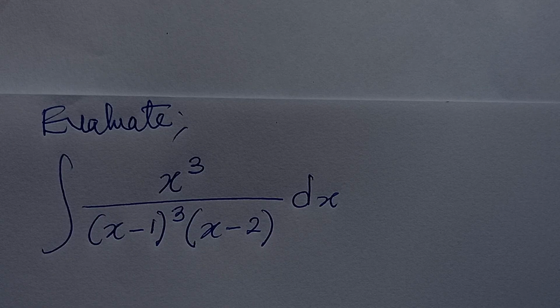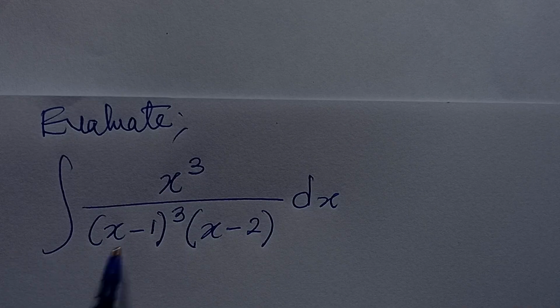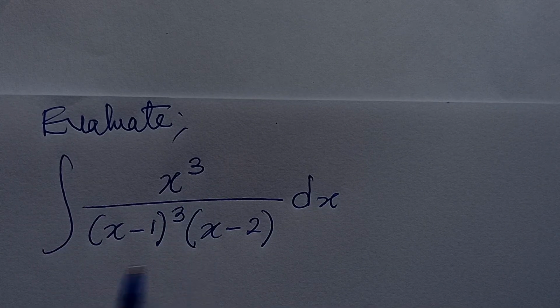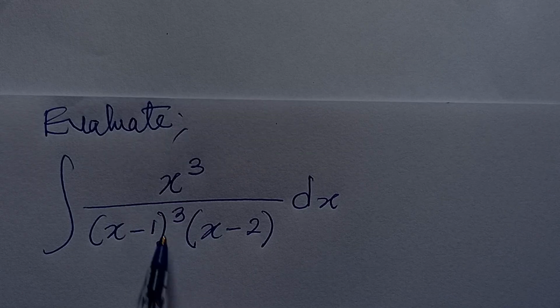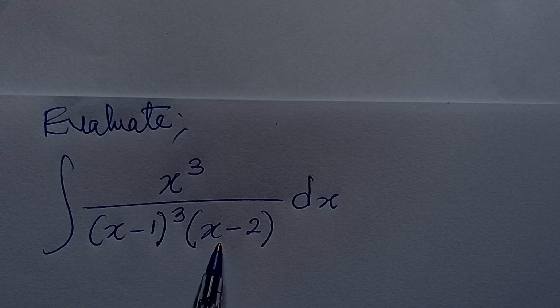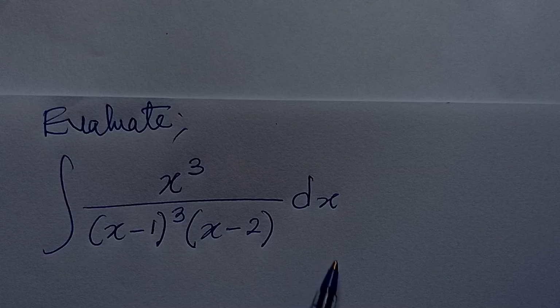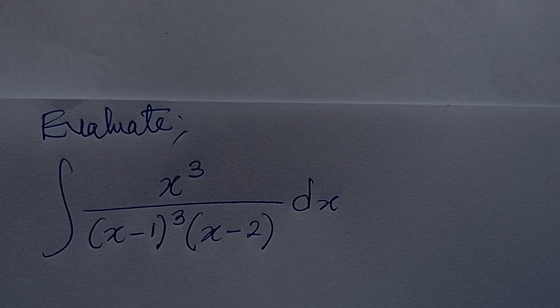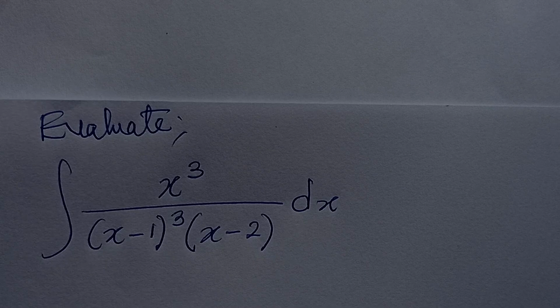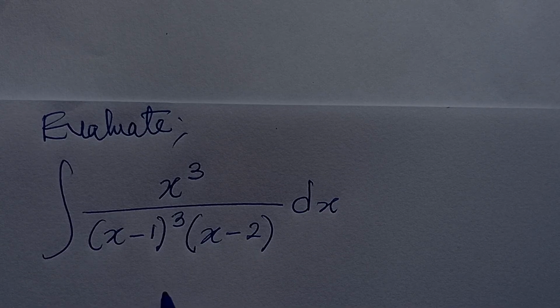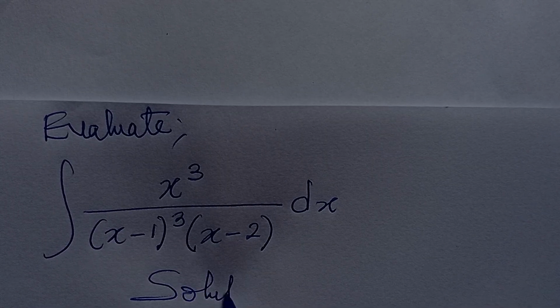Here we have this integral function, and we are asked to evaluate the integral of x to the power of 3 all over (x minus 1) raised to the power of 3, times (x minus 2), dx. So how do we evaluate this? I'm going to show you a very swift method to solving this without wasting much time. So we take our solution.